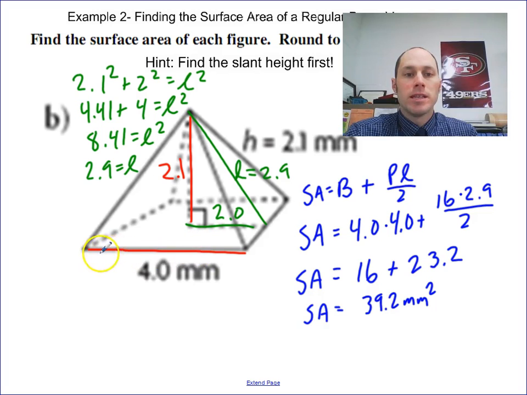So since I know my base of the square is 4.0, I know this bottom portion will be 2.0 since it's halfway, since the height will be directly in the middle. So 2.1 squared plus 2.0 squared equals L squared.